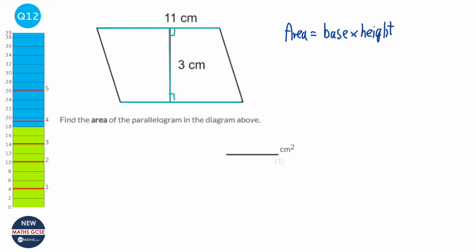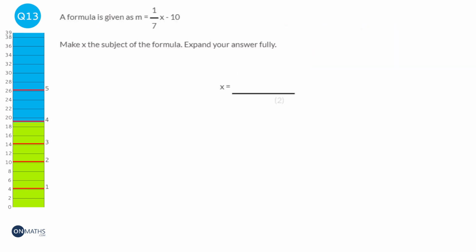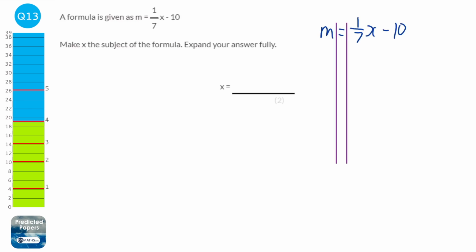It doesn't matter because they both hit the height at 90 degrees. So we're going to do the base, which is 11, times the height, which is 3, and that gives us 33. Now both of the base and the height are in centimeters, therefore the area will be centimeters squared, 33 centimeters squared.